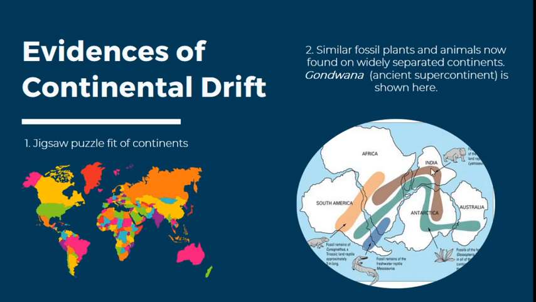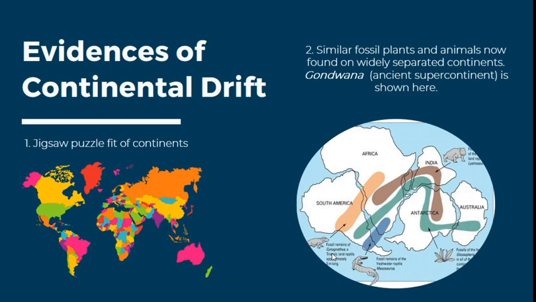The second one, we have similar fossil plants and animals now found on widely separated continents, also known as Gondwana. Now, this map displays an early supercontinent or Gondwana, which eventually moved to form the continents we know today. What are those continents? We have the southern part of America, Africa, India, Antarctica, and Australia.